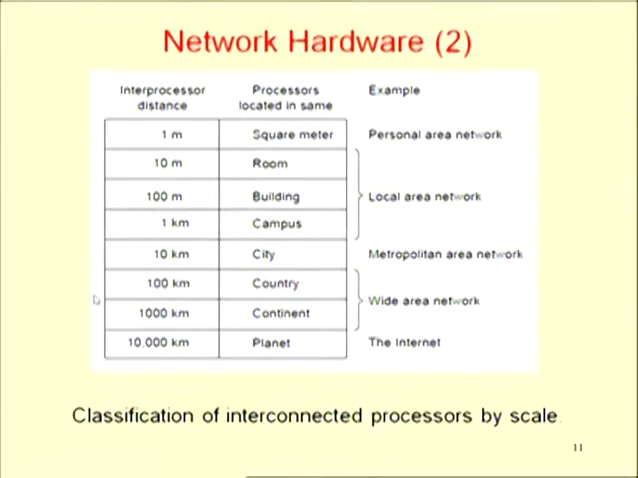Personal area network is the interprocessor distance. Interprocessor distance here tells you how far the devices are placed. If the devices which are networked are placed within 1 meter distance, they are called personal area network. Their short term is PAN.